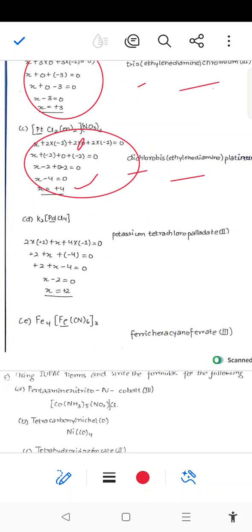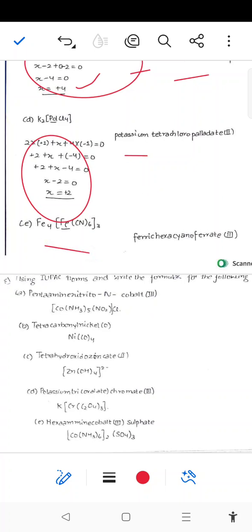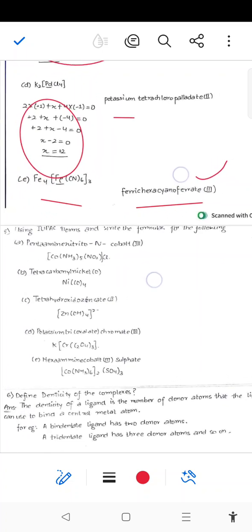So first we will calculate the oxidation state, that is 2. So that name is potassium tetrachloropalladate(II) ions. Next, that is a two different metal ion. So that is ferric hexacyanoferrate(III) is the right answer.